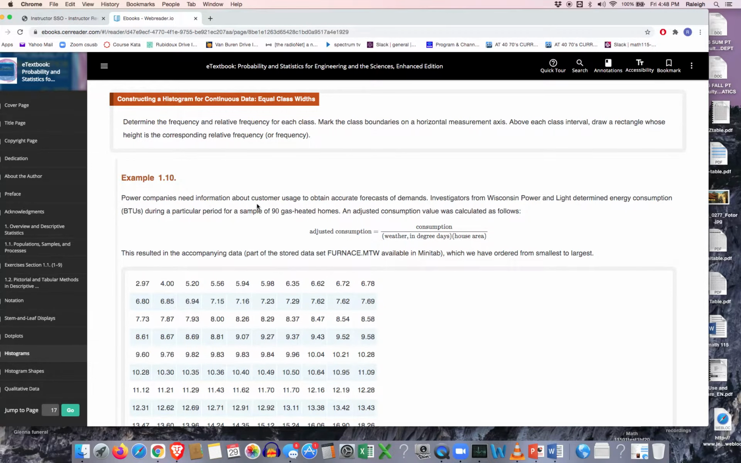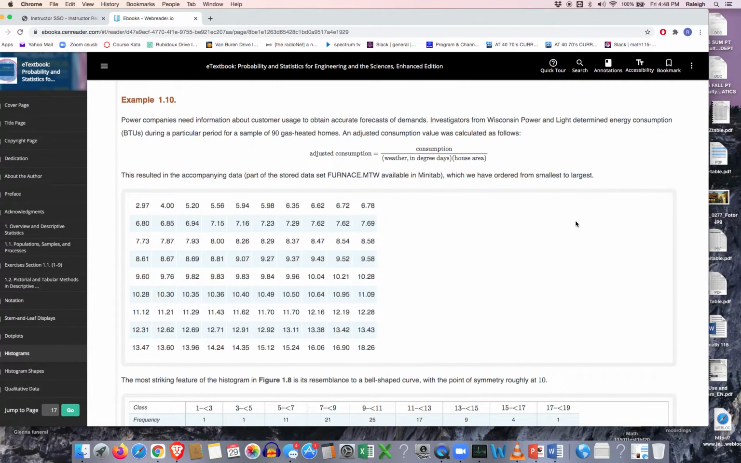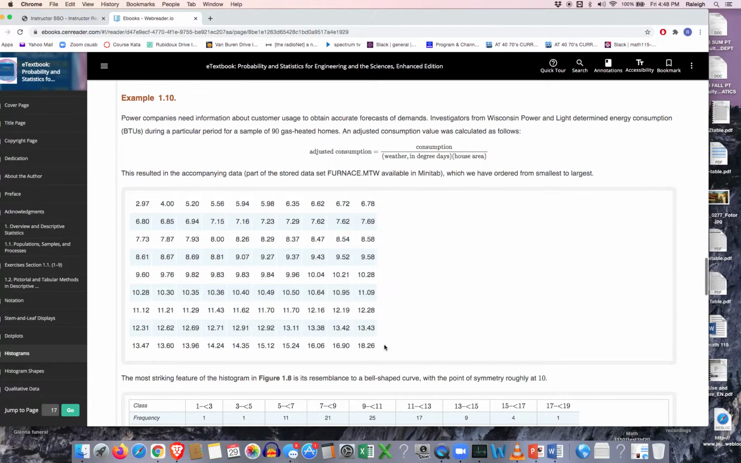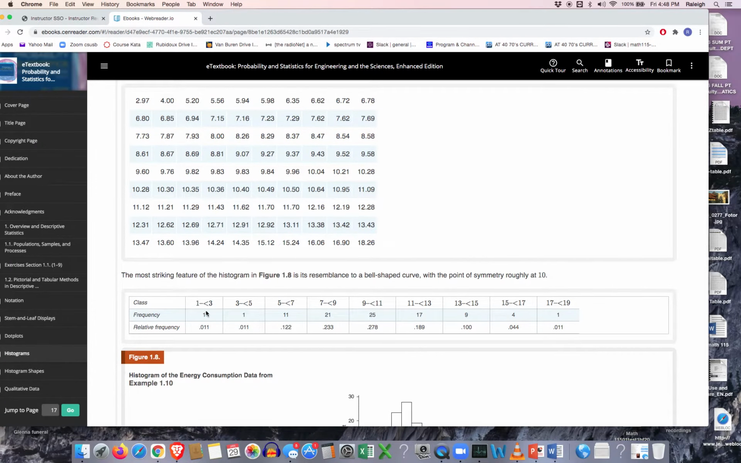Power companies need information about customer usage to obtain accurate forecasts of demands. Investors from a company determine energy consumption during a particular period. And so we have data ranging from 2.97 all the way to 18.26. Conveniently, they did arrange this data in order. That's convenient. But then they decide to go from 1 to almost 3, 3 to almost 5, all the way up to 17 through almost 19, and get a distribution here.